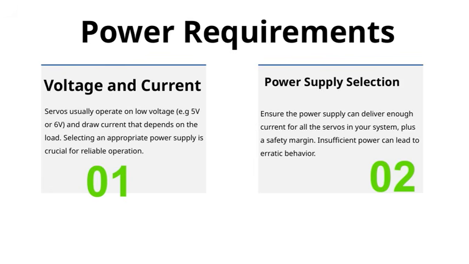Well, if the power supply isn't capable of providing enough current, you might see erratic servo behavior, like jittering or stalling, which can really disrupt your project. So always plan for a bit more capacity than you think you'll need. It's better to be safe than sorry. Ultimately, selecting the right power supply is crucial for reliable operation and smooth performance, tying back to our overall goal of building a dependable and efficient robotic system.